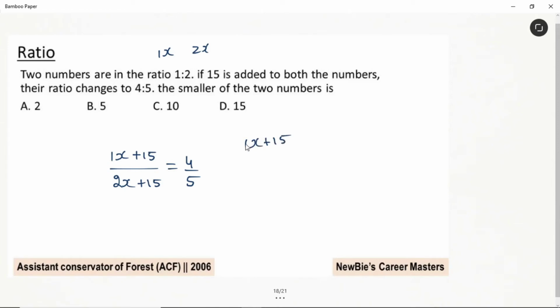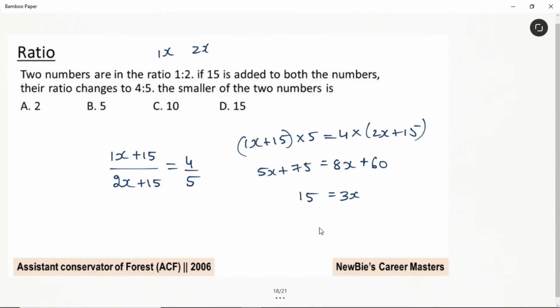See, (1x plus 15) into 5 is equal to 4 into (2x plus 15). Correct. So this is 5x plus 75 is equal to 8x plus 60. Correct. Send this 5x this side. That will become 3x. Then send this 60 this side. That becomes 75 minus 60, 15. Correct. Then what's the x value? 5 is the x value.